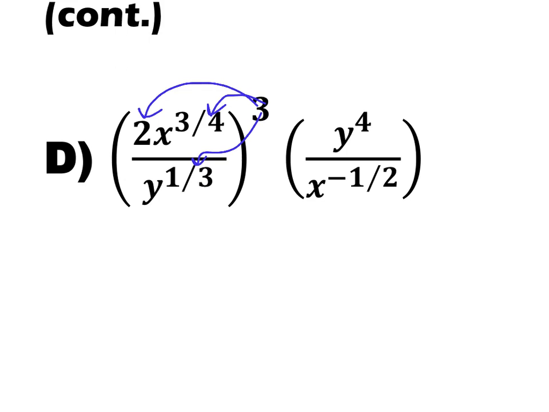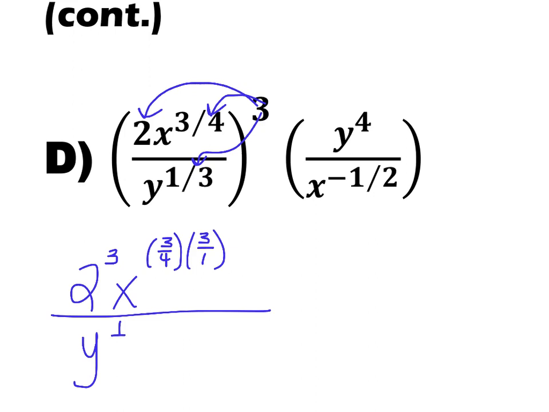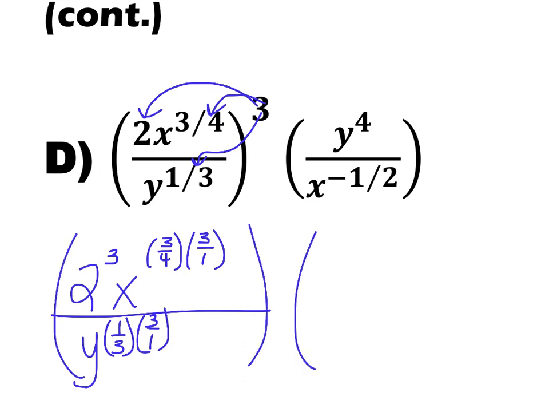Everything. So I have 2 to the 3rd power, x to the 3 over 4 times what? 3 over 1. And then on the bottom, I have y to the 1/3 times to the what? 3 over 1. Anybody have any questions? All right, now we have this first parenthesis. Now let's look at the second one. How can I rewrite the second parenthesis? Do I do anything with the y? No. No, just leave it. Y to the 4th.